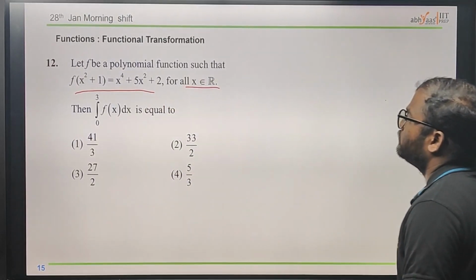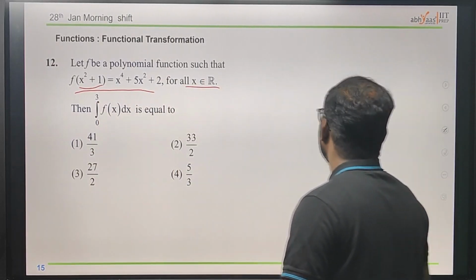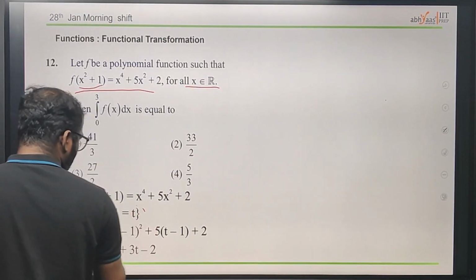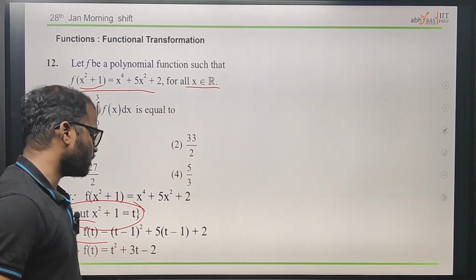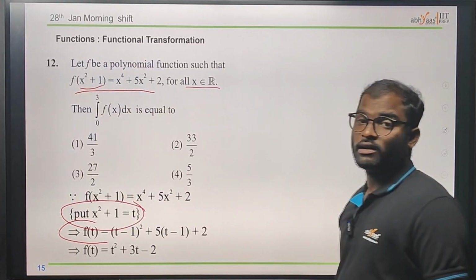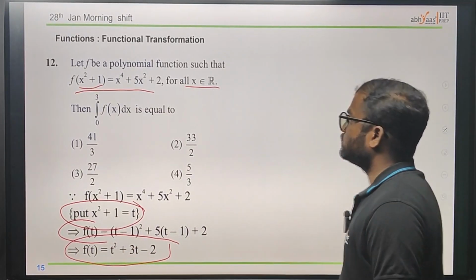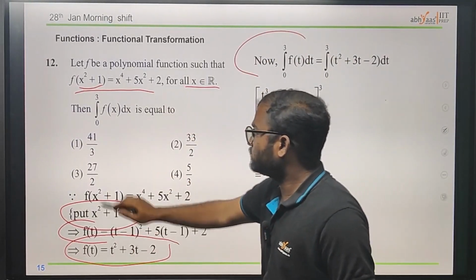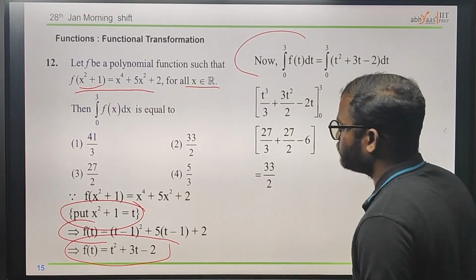Okay, this is a simple one. We need to make it look like f of x. In order to do this, just put x square plus 1 equal to t. Then f of t is (t minus 1) whole square plus 5(t minus 1) plus 2. Now we got this, and we can make it look similar, because in definite integrals we can write it this way.